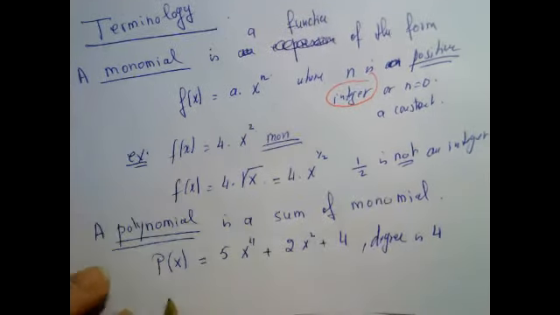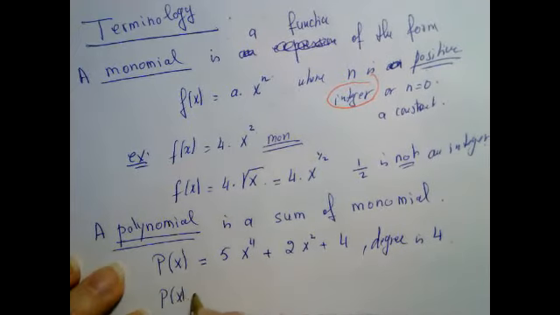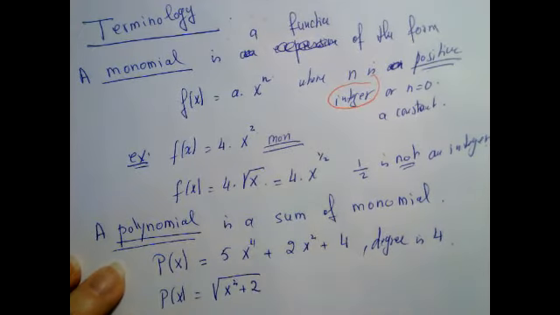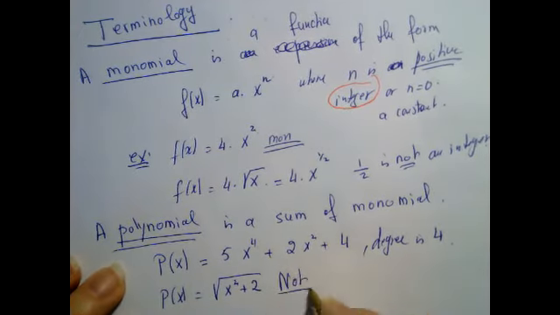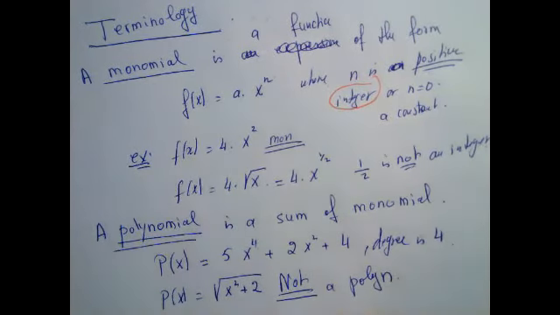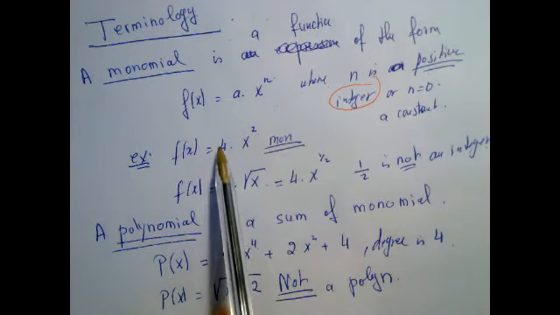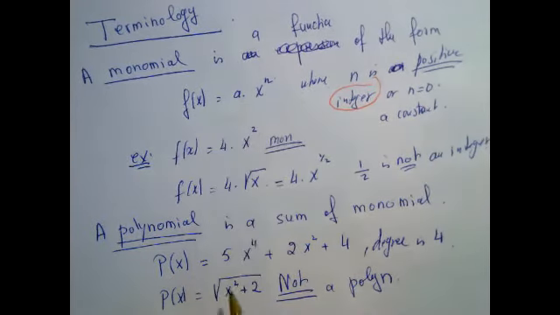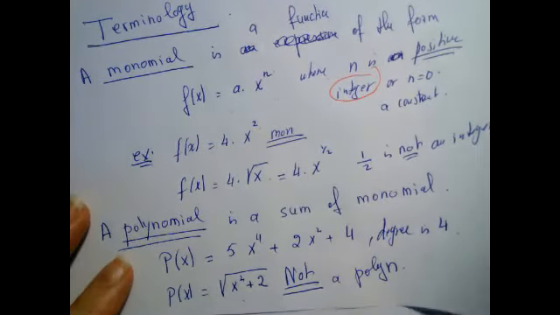What's not a polynomial? Suppose I put p of x equal the square root of x squared plus 2. That's not a polynomial. Polynomials have a very, very specific structure. Those are the easiest type of function we deal with. They have to have exactly this format. No square root in the picture at all. They have to have the format sum of monomials, so a sum of expressions of the form 5x^4, 2x squared, and so on and so forth.